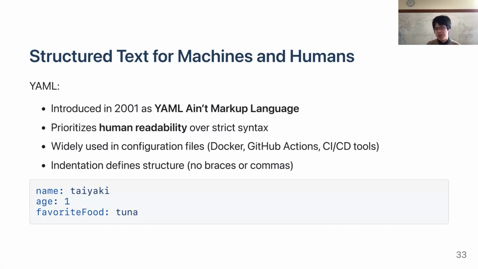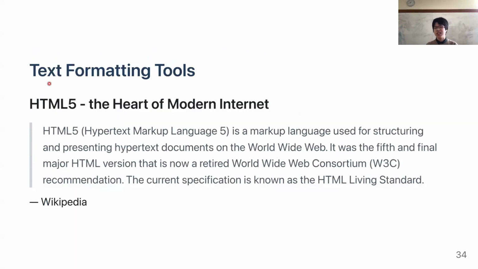But if any data was generated by a machine, how would you make it easier for humans to interpret? Then we need some kind of text formatting tools. So if you think about what you see on the screen, what's the first software that comes to your mind? What is the software that you use the most in an average day? Probably your browser. Yes, your browser.